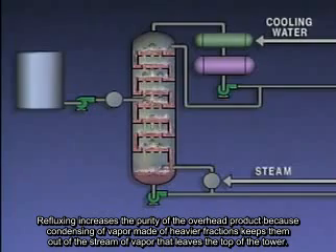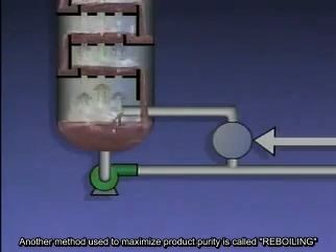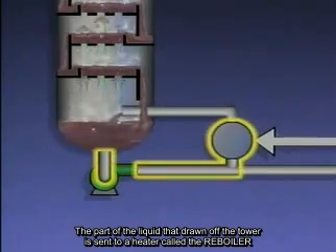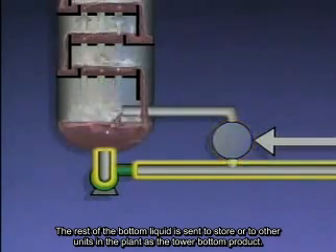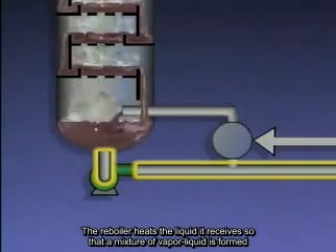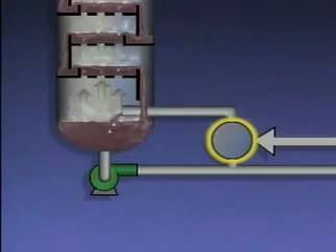Refluxing increases the purity of the overhead product because condensing the vapors made of heavier fractions keeps them out of the stream of vapors that leaves the top of the tower. Another method used to maximize product purity is called reboiling. The bottom's liquid that's drawn off from the tower is sent to a heater called a reboiler. The rest of the bottom's liquid is sent to storage or to other units in the plant as the tower's bottom's product. The reboiler heats the liquid it receives so that a mixture of vapors and liquid is formed.